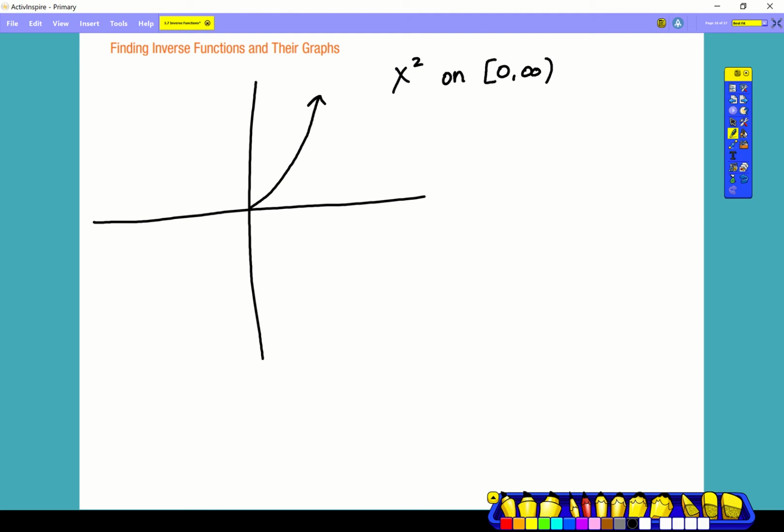Now notice this line y equals x. This is a line where you will be able to reflect across to find an inverse. So for example, this inverse looks like this. What does that look like? Well, that looks like the square root function. All right.